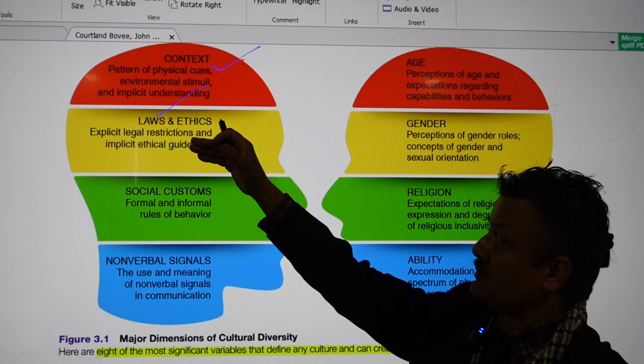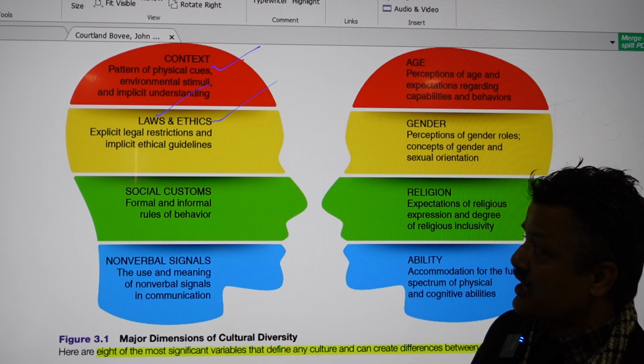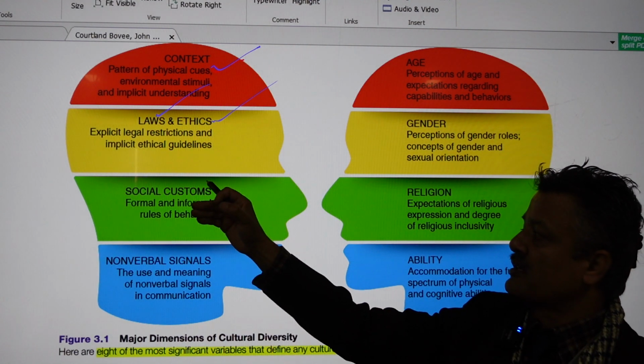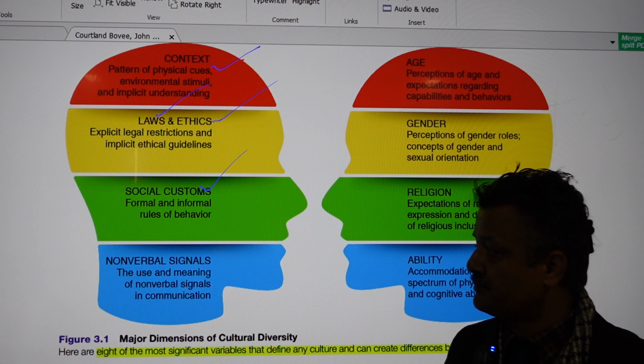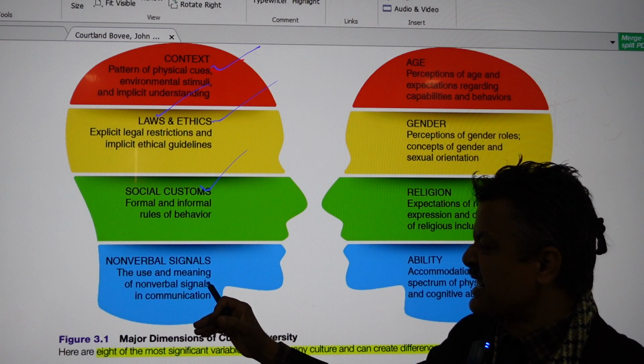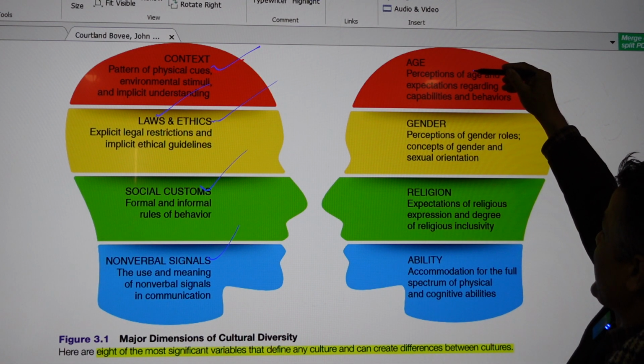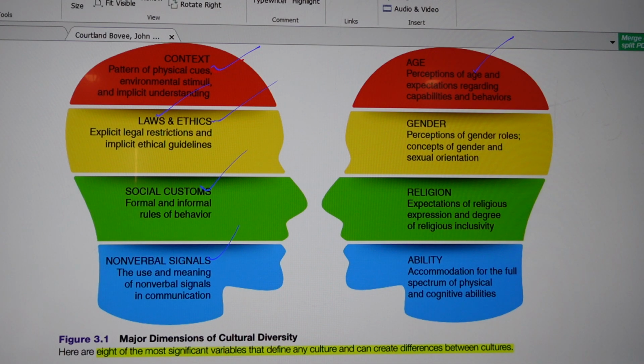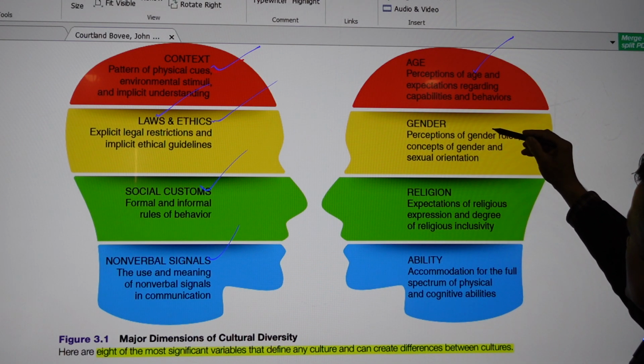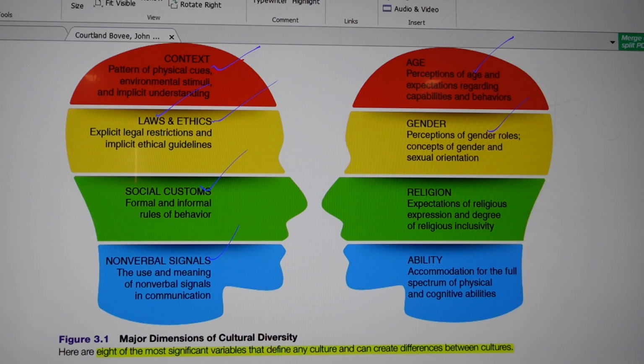Laws may differ. The issue of morality may differ from culture to culture. Our customs may differ. Non-verbal signals may differ. Perceptions of who is old and young may differ. Gender roles may differ. Sexual orientation may differ. Religion may differ. And the idea of physical ability may differ. These are the 8 dimensions of cultural diversity.